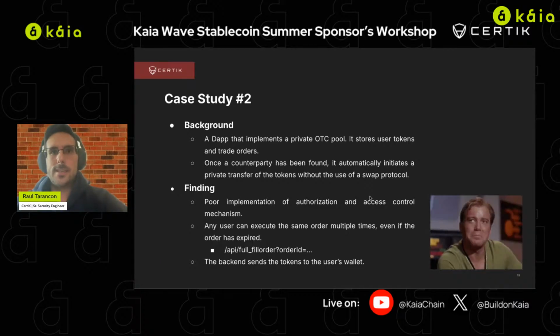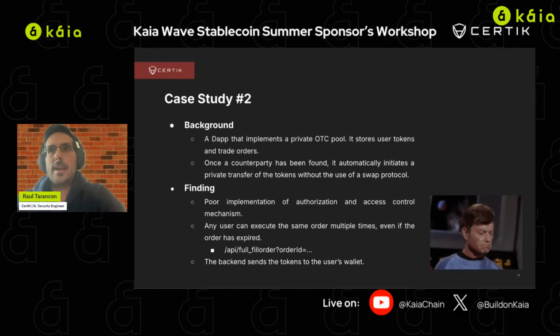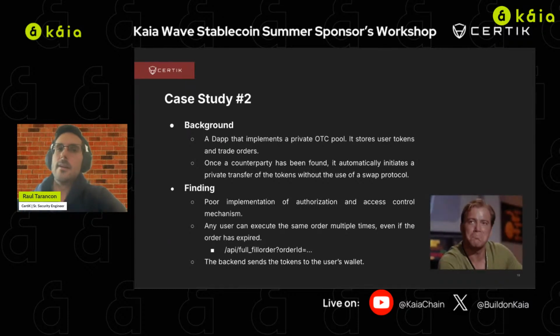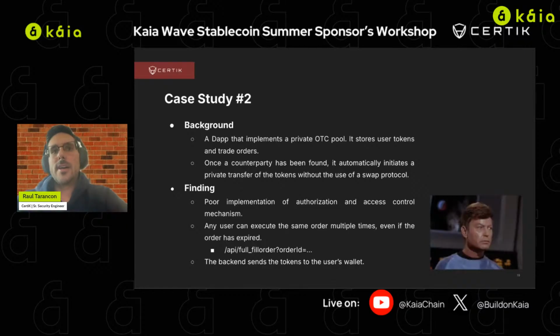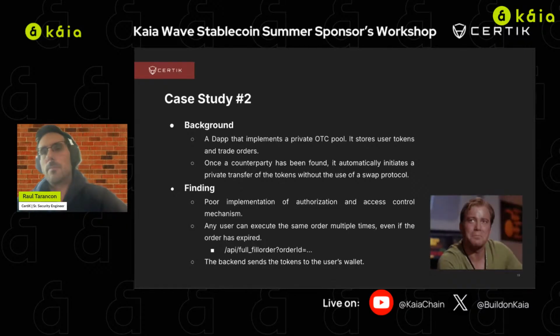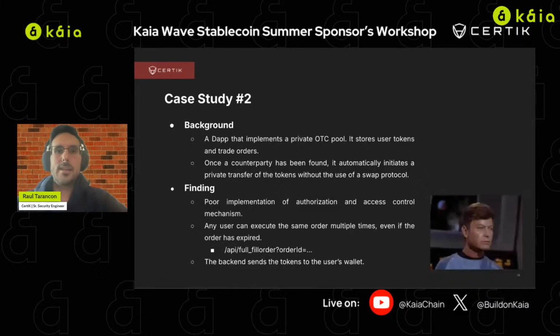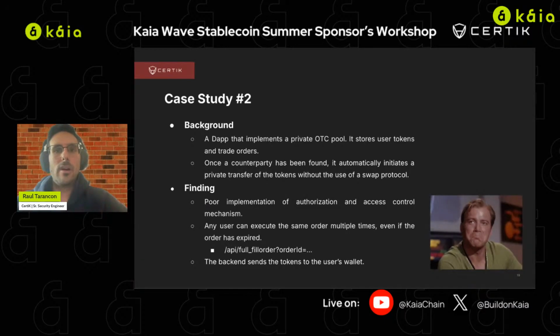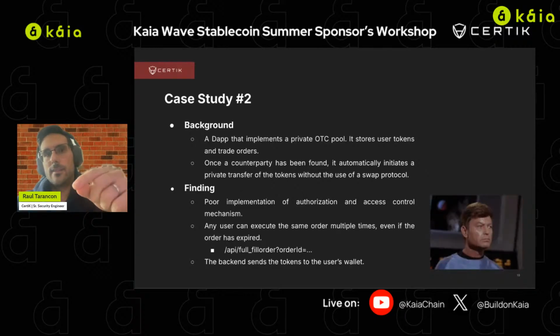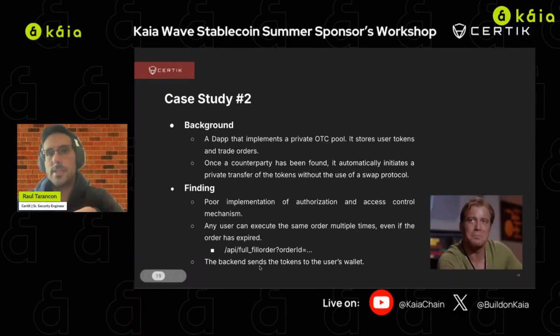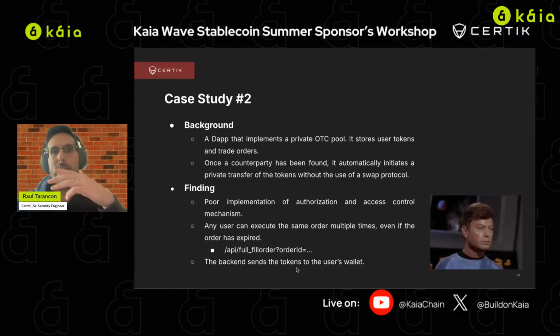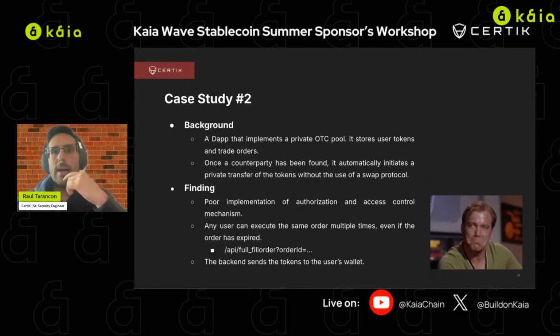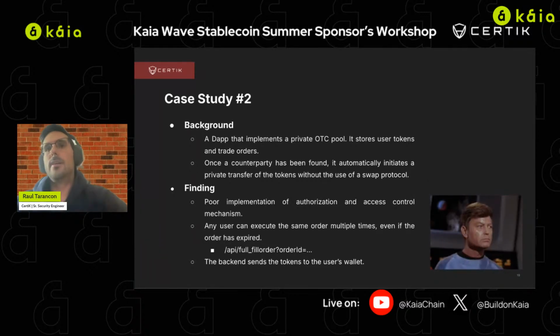So the finding was a poor implementation of authorization and access control mechanisms on the backend. Any user can execute the same order multiple times, even if the order has expired. The attacker only has to send a request to this endpoint, API/fulfill order, with the order ID, and the backend sends the token to the user's wallet.